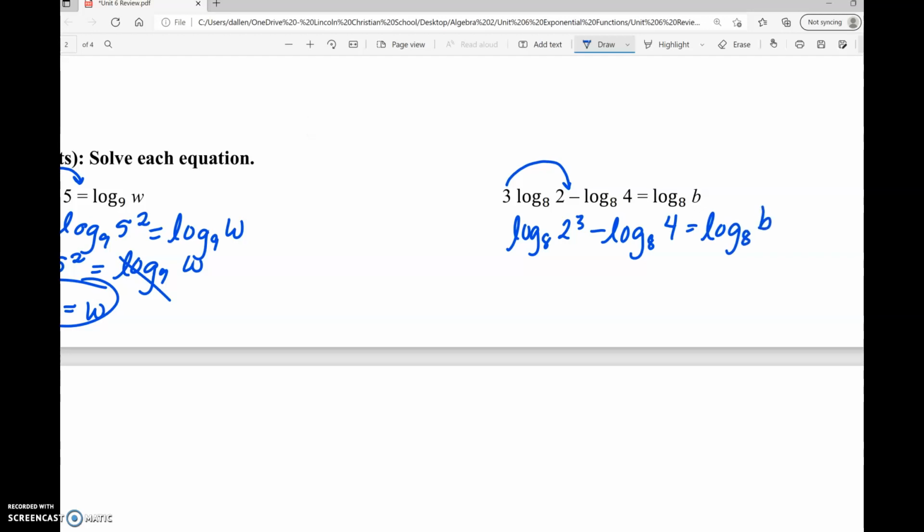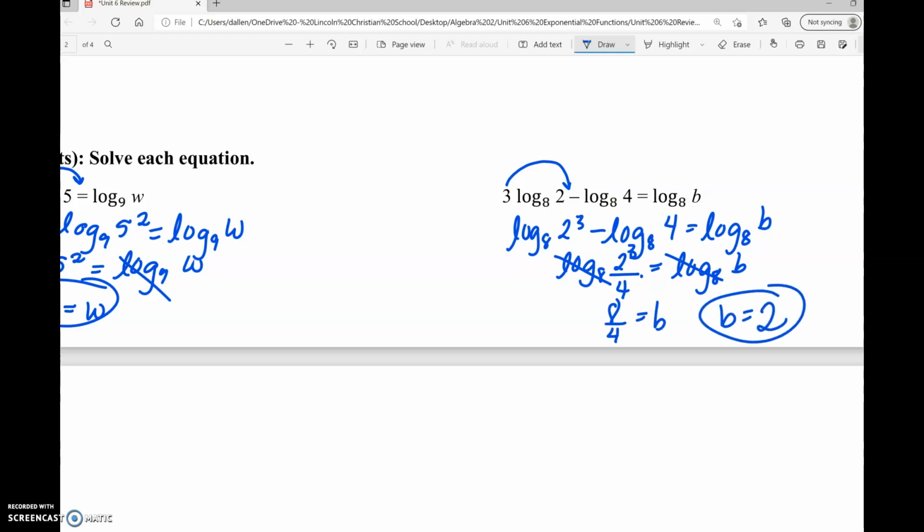Then this is division, so this could be written as log 8 of 2 to the third divided by 4 equals log 8 b. And then the logs cancel out when there's 1 on each side, nothing in front of them. And so I have 2 to the third, which is 8, divided by 4 equals b. b equals 2.